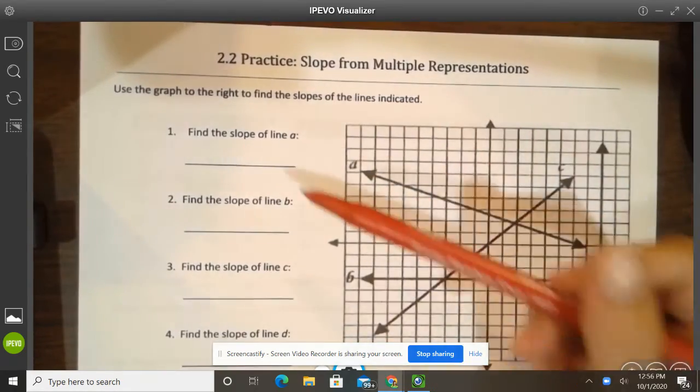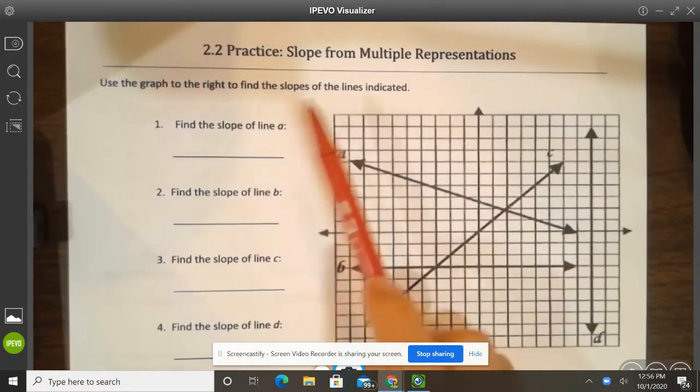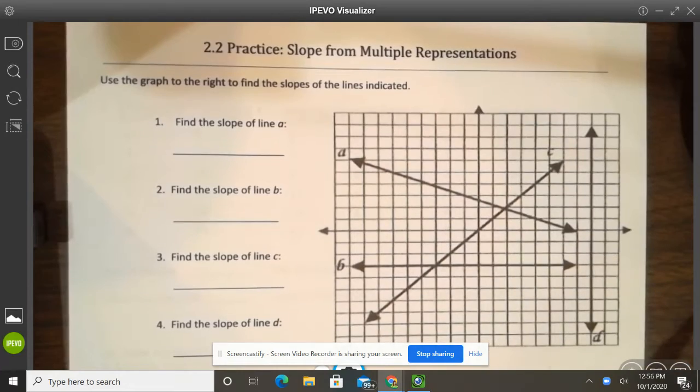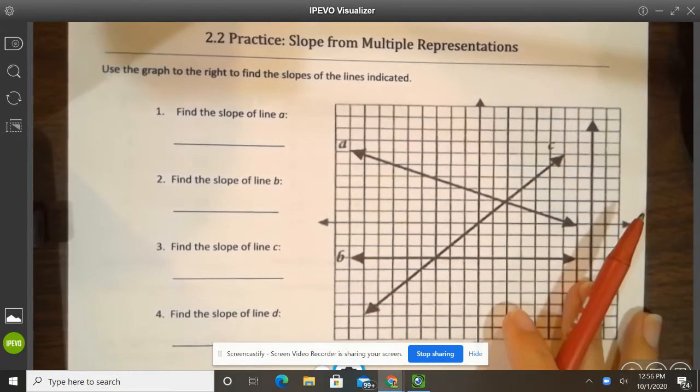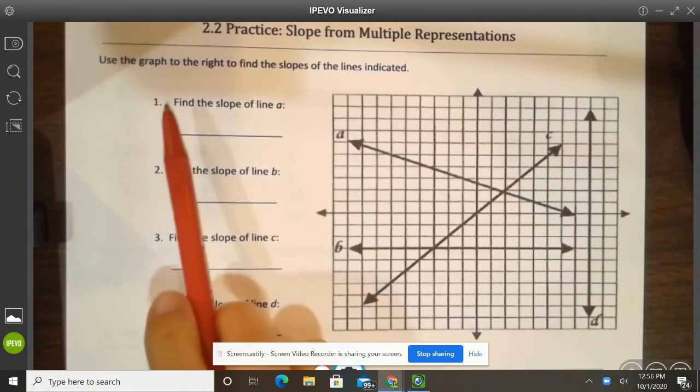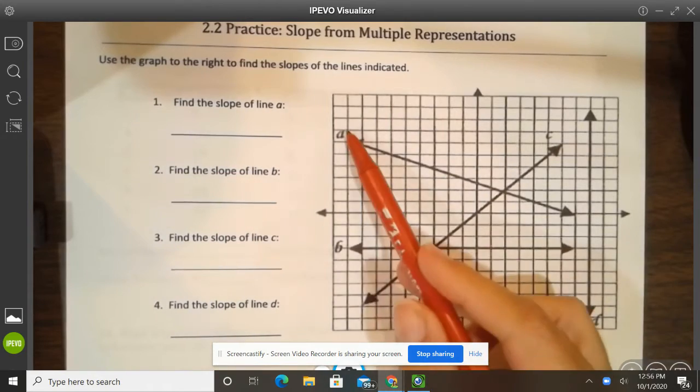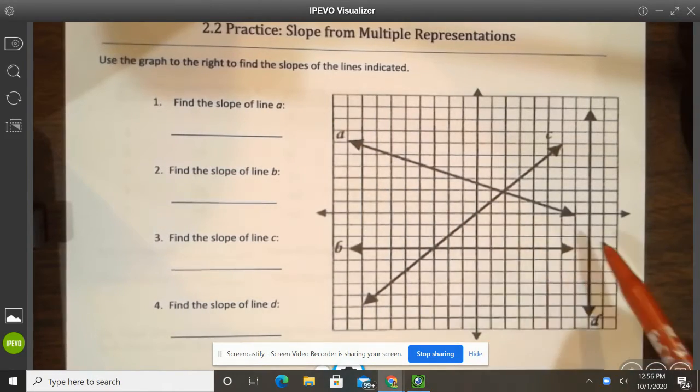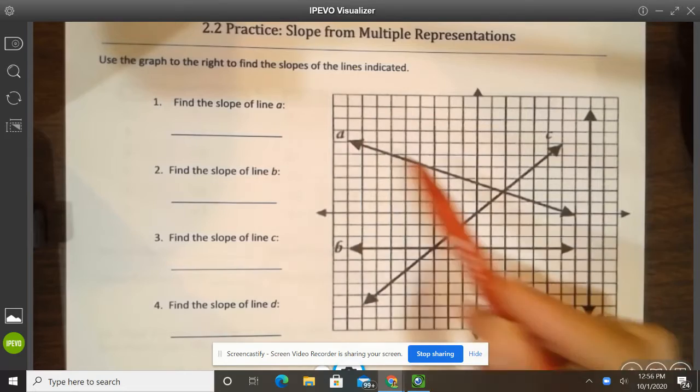In the first examples, I'm gonna find the slope. So it says find the slopes of each of the lines. So I'm gonna go ahead and find the slopes for each of the lines. So find the slope of A. So A is over here. I know this is a negative slope. It's going like downhill over here.